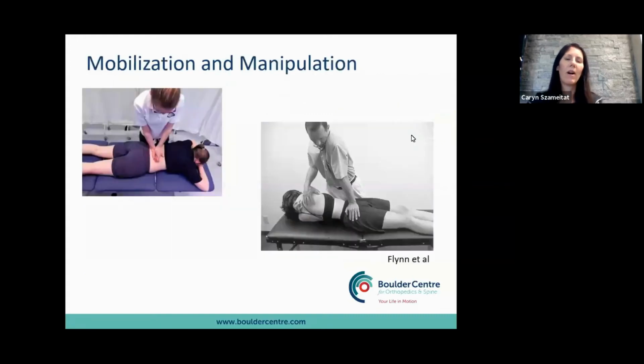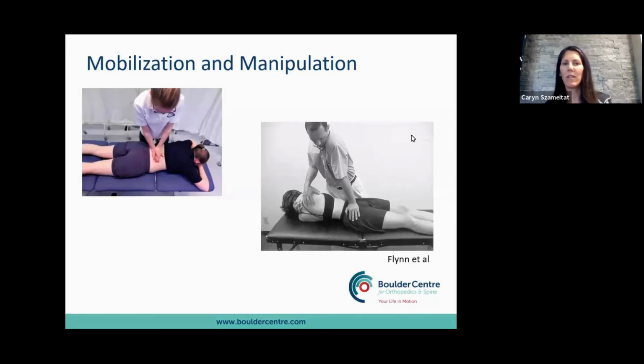So the first one we're going to talk about, this category is called Mobilization and Manipulation. So manipulation being a high velocity, low amplitude thrust maneuver targeted at the spine. And mobilization is going to be a low amplitude or slow movements performed by the therapist targeted at the lumbar spine also. And these two categories have been shown to be effective for patients with back pain from that acute phase all the way through chronic phases. So acute being when you have that first incident, those first few weeks of back pain, it's new. And chronic being anything that's gone on for longer than 3 months.